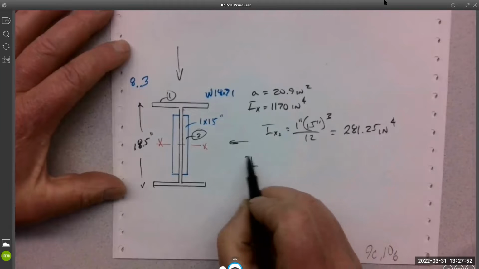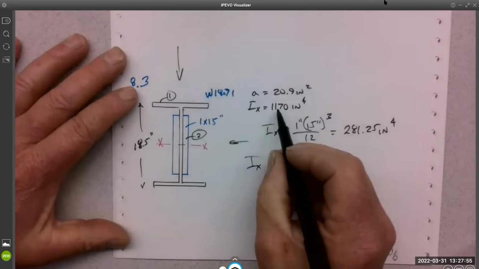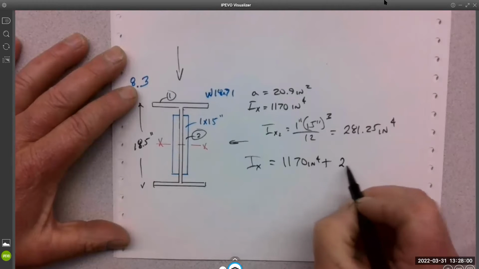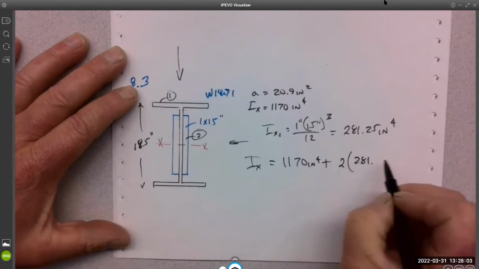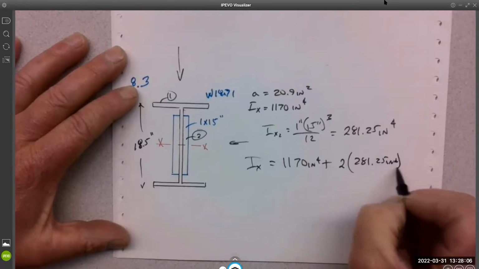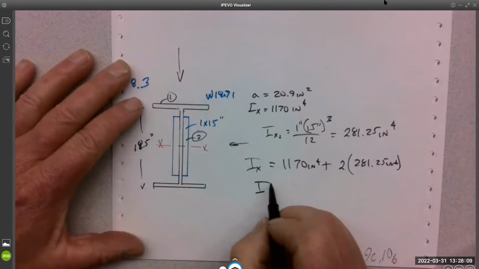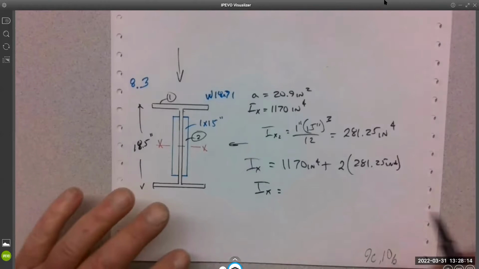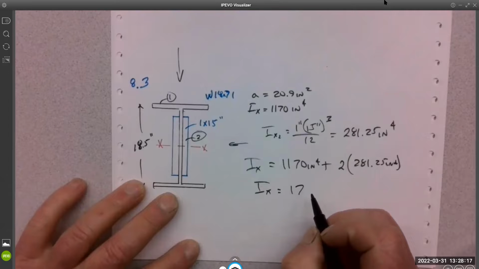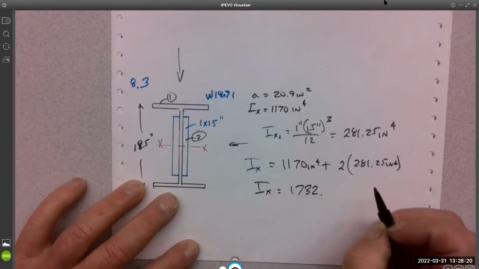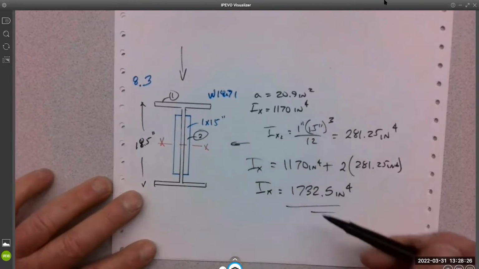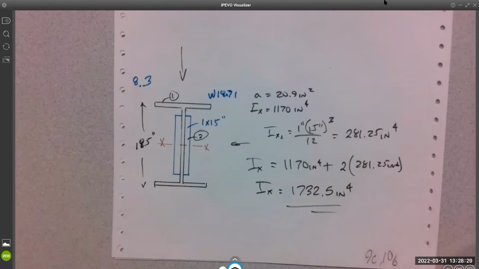So then the total Ix is going to be Ix of the W shape, 1170 inches to the 4th, plus 2 times 281.25 inches to the 4th. What'd you get? 1732. So from 1170 to 1732. Drove it up pretty good, didn't double it, right?